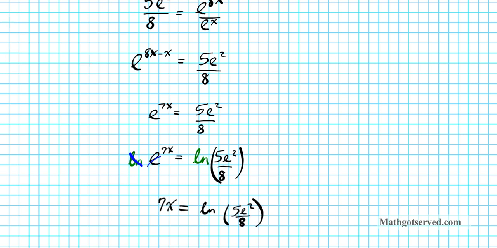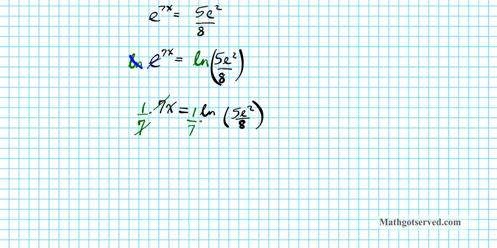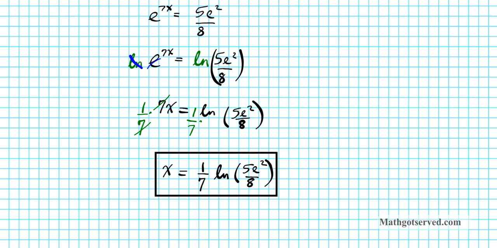To finish this up, we just divide by 7 or multiply both sides by the reciprocal of 7. So let's multiply it by 1 over 7. The same thing as dividing, but I don't want to make a mess on the right side, so that's a better approach. So this 7 and that 7 divide out. And then we're going to end up with the answer, x equals 1 over 7 times the natural logarithm of 5e squared over 8. So that's your answer for question number 1.